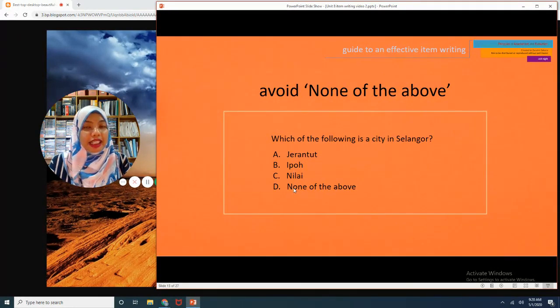But when you have "none of the above" as a correct answer or as your key, then what exactly is the knowledge that you are assessing? When you are using "none of the above" as a key in writing your options, you are not assessing anything, and this particular item is a complete waste of space on your test paper. So don't ever dare to put this in your item.